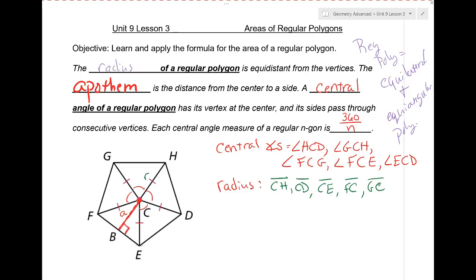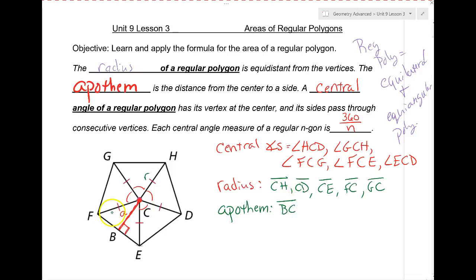Now, guys, what's going to be so special about all of those? They're going to have to be what? Congruent to each other. So remember, the radii are going to be congruent in this case. Now, we also have just one apothem that we have drawn, and that's just segment BC.